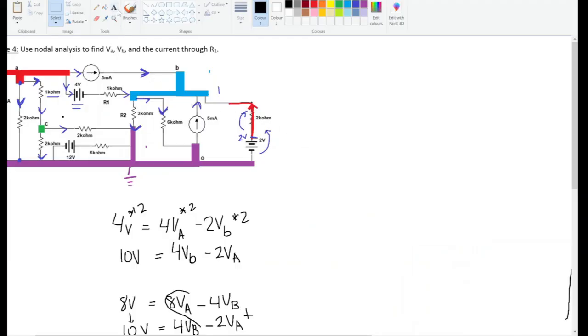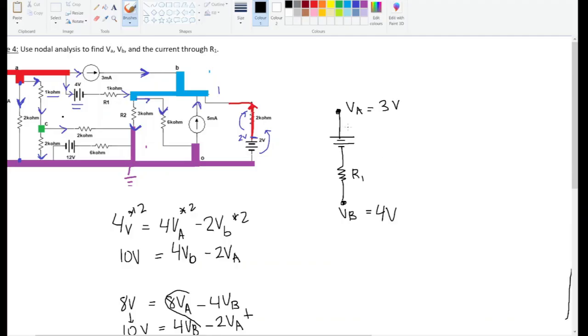So R1 is this guy over here. And the current through him is pretty straightforward. So what's happening is you have VA, then you're going through a battery the wrong way. Then you go through this resistor, R1, and then you head to VB, right? So VA, we know, is 3 volts. VB, we know, is 4 volts.